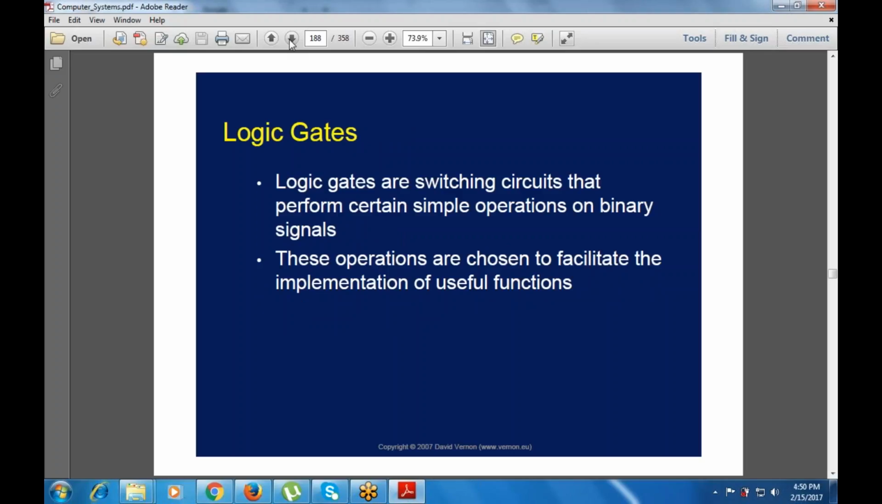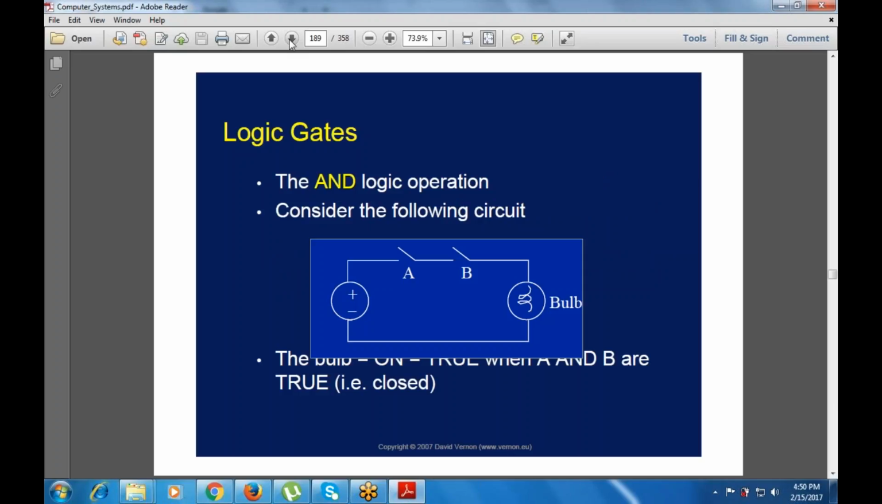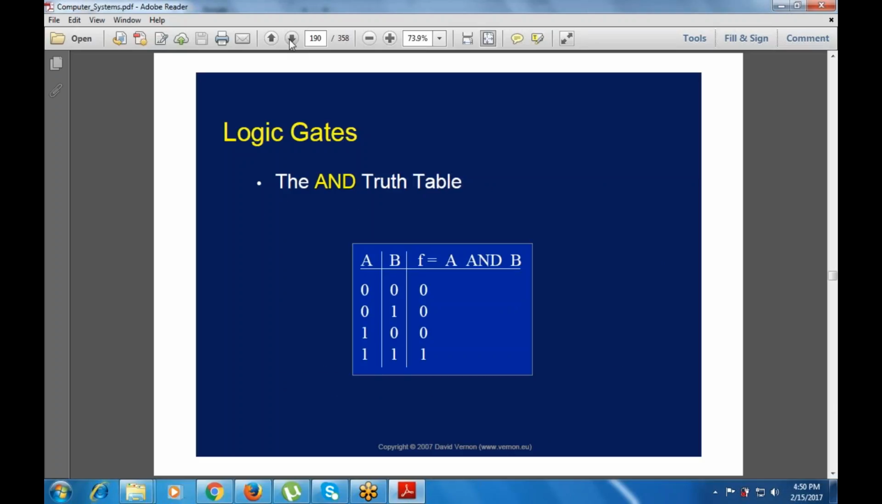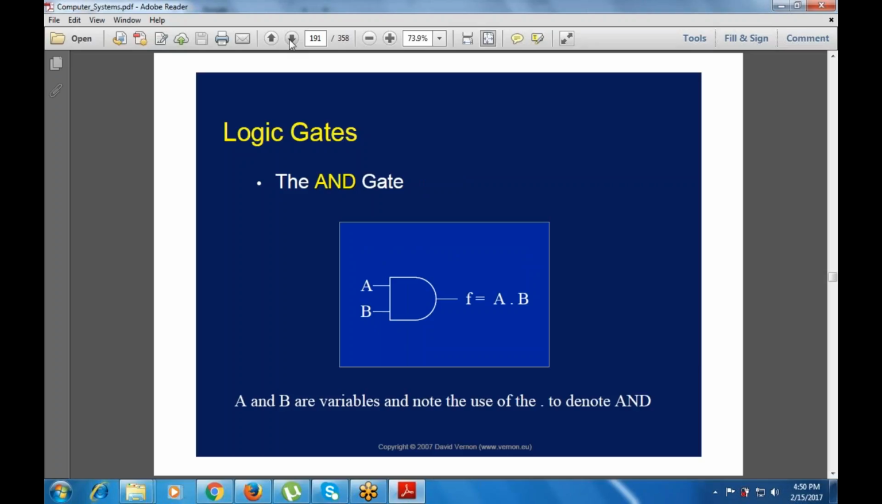Logic gates are switching circuits that perform certain simple operations on binary signals, and these operations are chosen to facilitate the implementation of useful functions. For the AND logic operation, consider the following circuit. There is a bulb. In the AND truth table, this is A equals A and B: 0 0 0, 0 1 0, 1 0 0. This is the AND gate. We can say this is A into B. A and B are variables, and note the use of the dot to denote AND.